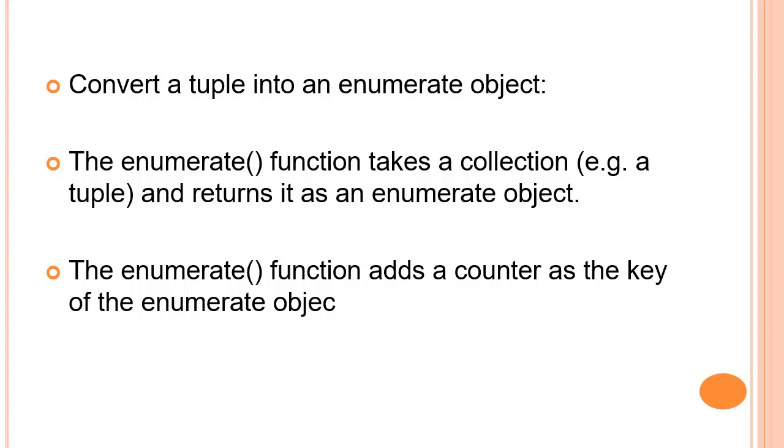This enumerate object can then be used directly in for loops or be converted into a list of tuples using the list method, or into a tuple or a set, however you want to convert it. So the takeaway is that enumerate is used when you need an iterable with a counter.